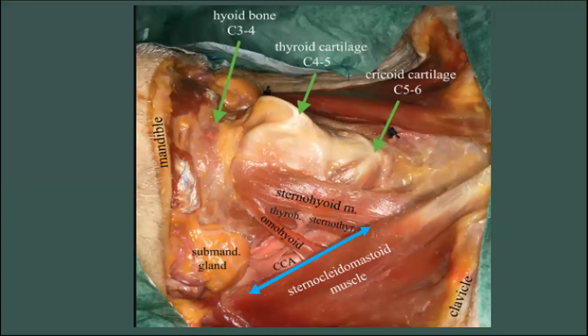So the aim of the exposure is to go between these two lines, the posterior border of the superior belly of the omohyoid and the anterior border of the sternomastoid. Just while we are on this picture, one important point is, if you're going into C3-4, which is here, then you must be in a plane where you can see the submandibular salivary gland. If you can't, then you're too low.